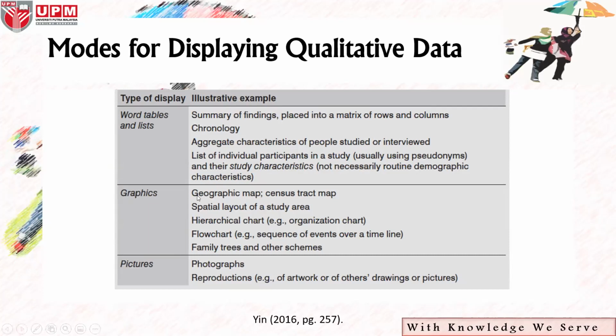Then you can also use the graphic, which is geographic map, census tract map, spatial layout of a study area, hierarchical chart, for example, organization chart, flow chart, sequence of event over a timeline, or family trees and other schemes. Okay, or photograph. You can also use the photograph to present your data. And then reproduction, which is of artwork of others' drawing or pictures.